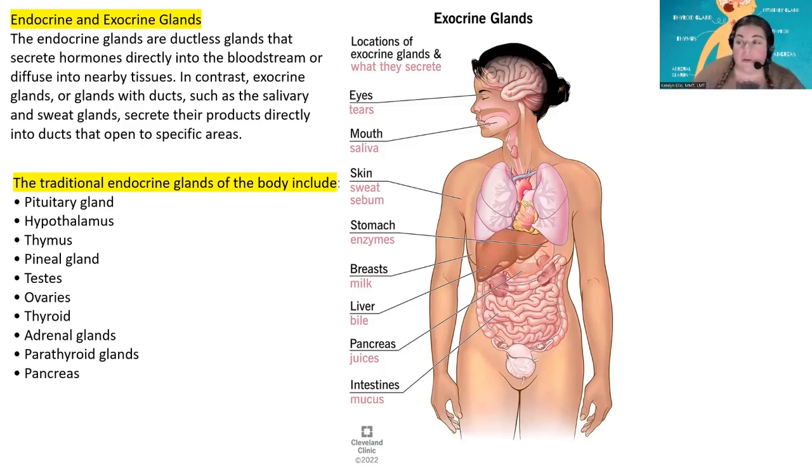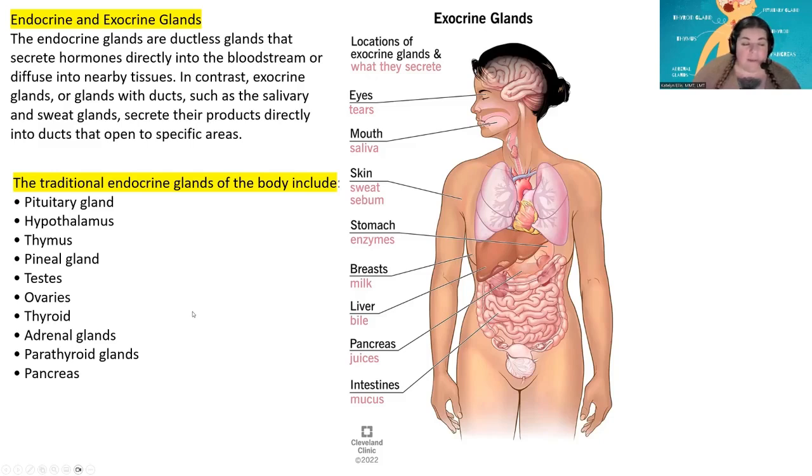The pancreas is also an endocrine organ, just so you know, an endocrine gland. The endocrine glands are the pituitary gland and the hypothalamus, the thymus and the pineal gland, the testes, the ovaries, the thyroid, the adrenal glands.